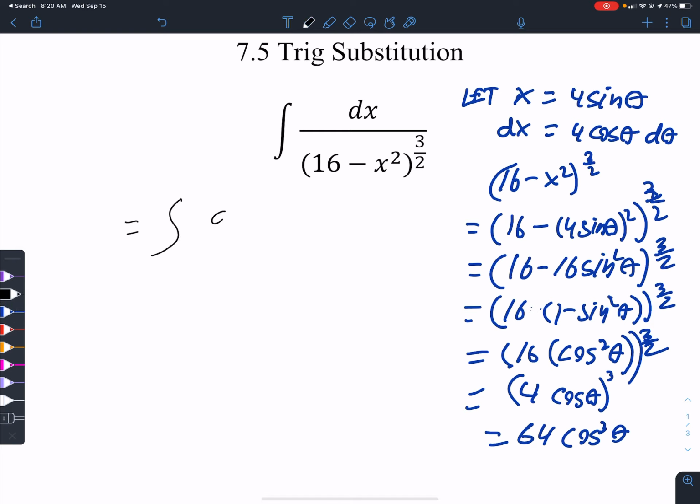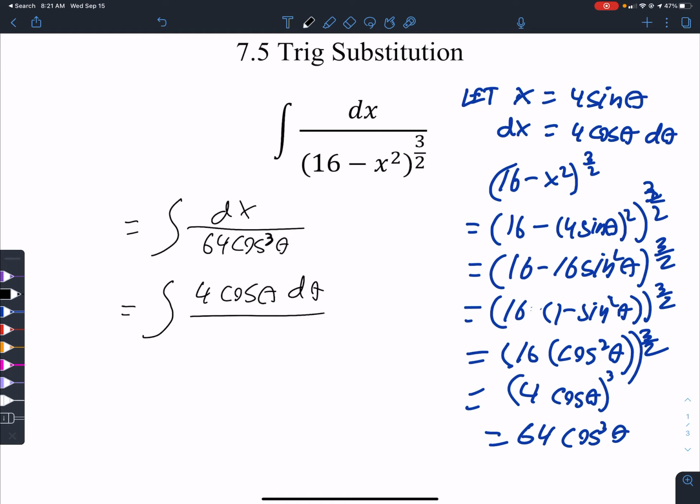So this integral becomes 64 cos cubed theta. And you might think, I'm still going to have trouble integrating that, but we changed things to theta. We don't want dx. We have to replace dx with its expression in theta, just like in u sub, we need to get our variables to match. So the top becomes 4 cos theta d theta, and the bottom is 64 cos cubed theta. And nicely, one of these cosines cancels, leaving a cos squared. So let's reduce this: 4 over 64 is 1/16.